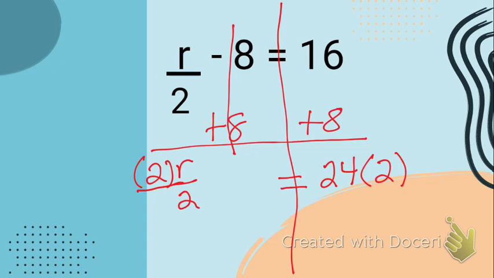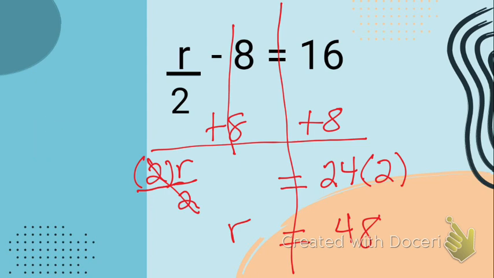And this part right over here on the left with the R looks a little bit funny to us, but that's okay. It's the same thing as saying 2 over 2R. That is the same thing, and the 2 divided by 2 becomes a 1. And we're left with just R equals 24 times 2 is 48. R equals 48.